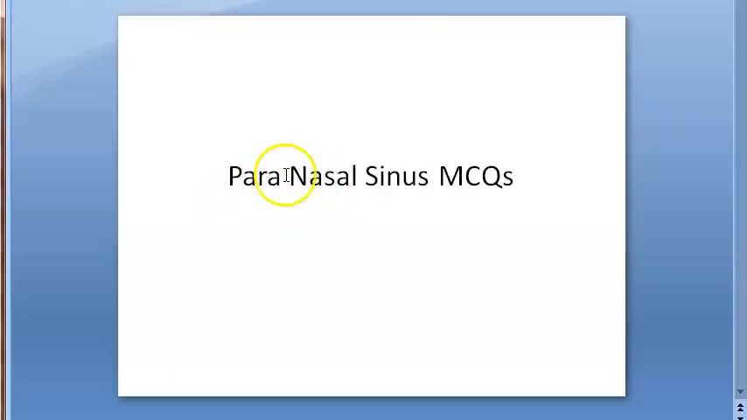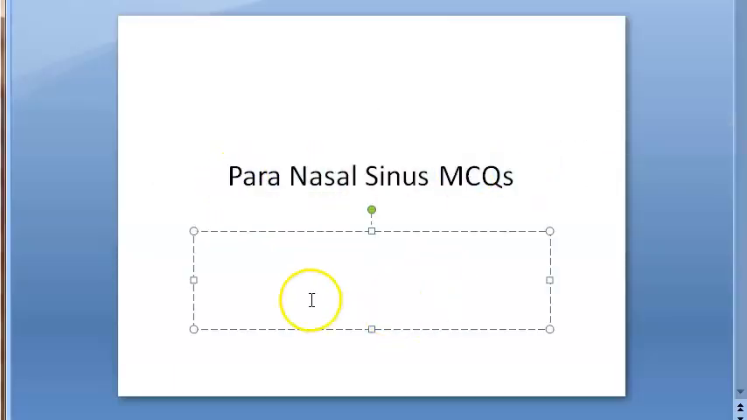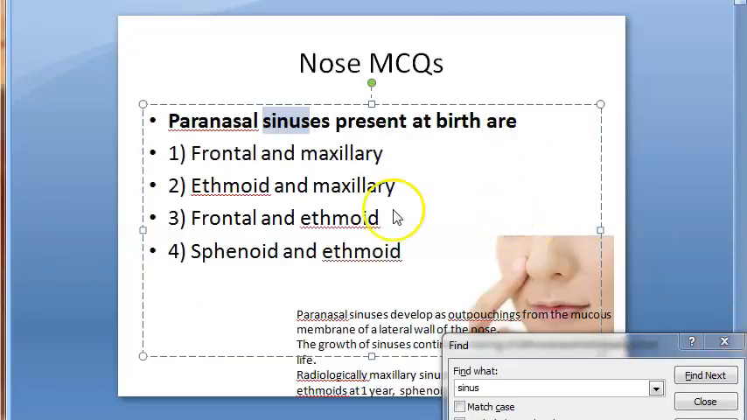Hello people, in this video let us look at MCQs on Paranasal Sinus, okay. The question here: Paranasal Sinuses present at birth are, and the options are Frontal, Maxillary, Ethmoid; Maxillary, Frontal, Ethmoid, Sphenoid; Ethmoid, okay.